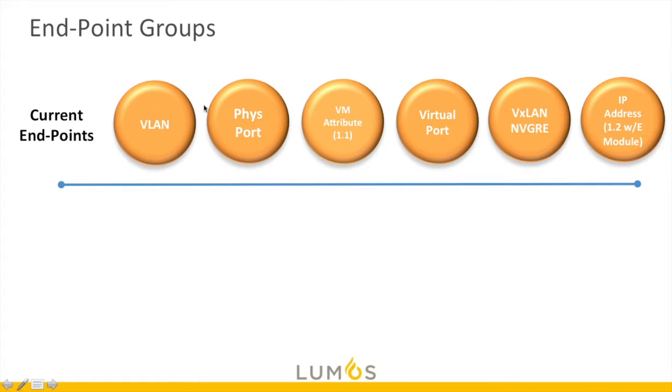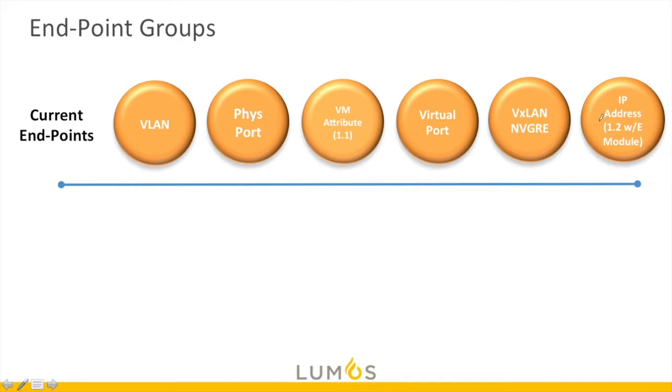So there are different ways that we can identify endpoint groups. VLAN, we can do a physical port. We can also do VM attributes. We can do virtual ports. We can do VXLAN and NVGRE. We can even signify an endpoint group by IP address. Normally we do it by some sort of segmentation, but we can also do it by IP address if we have the -E models of the leafs.